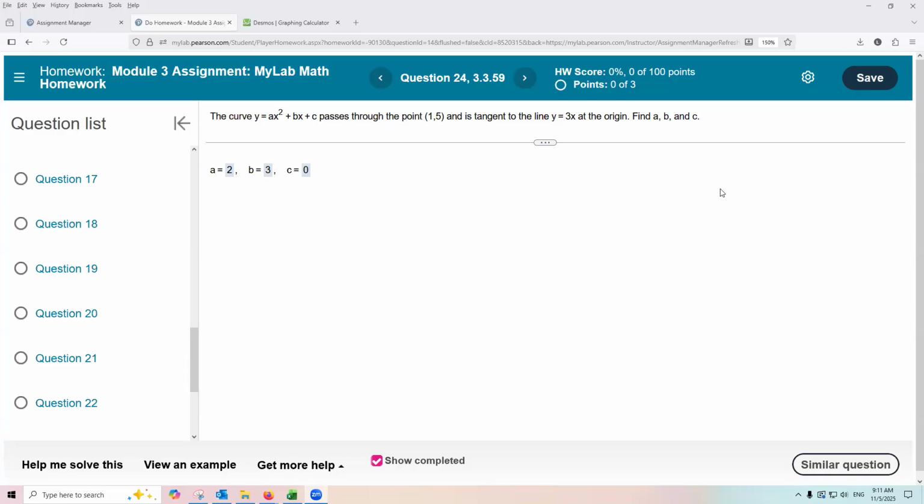This is number 24 in the homework, and it says the curve y equals ax squared plus bx plus c passes through the point 1 comma 5 and is tangent to the line y equals 3x at the origin. Find a, b, and c. All right, well, I know this graph is a parabola, and it's passing through the origin. So I can draw a graph. That's always a good idea to get a visual picture of what's going on.